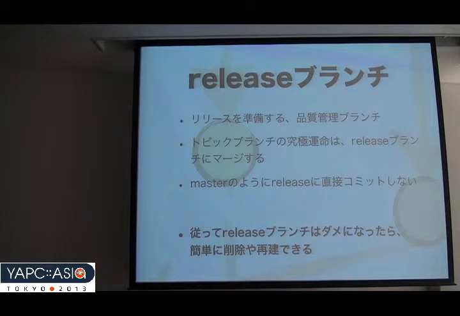Next is the release branch, and that's the branch that we use to produce all of the changes. It's the integration branch. That branch is what's put onto staging, our development QA environment, and that's what's used to make sure that all the features work together. And just like master, you never commit directly to release. That would be very bad.